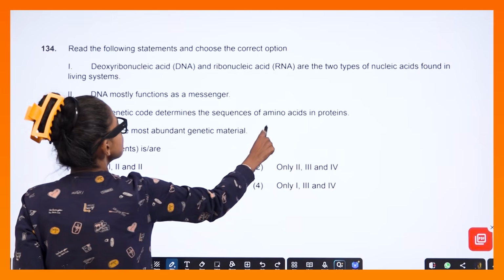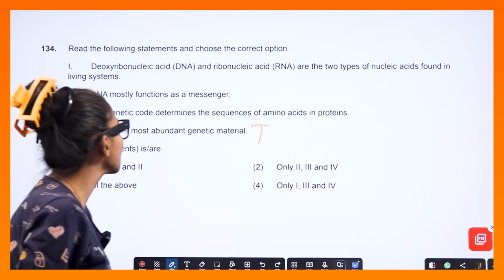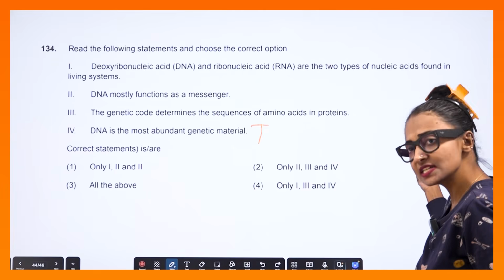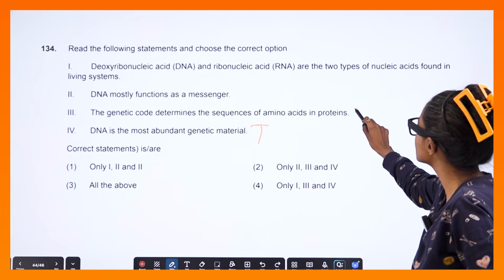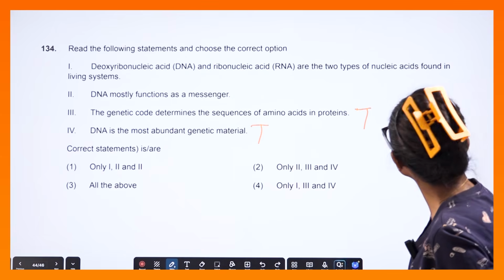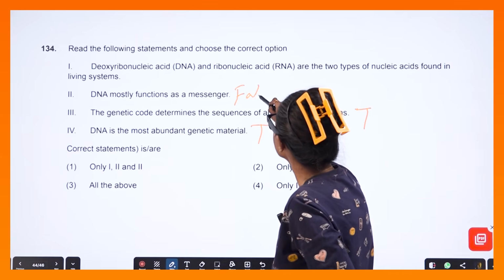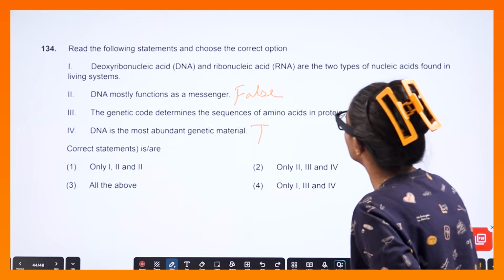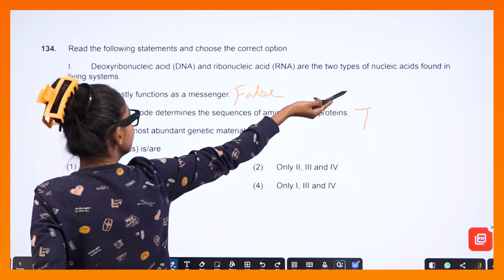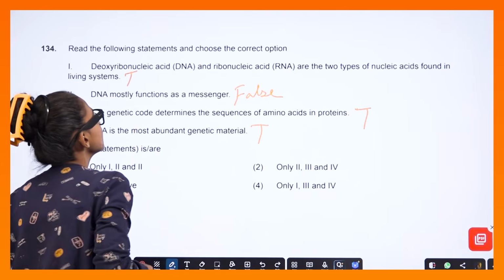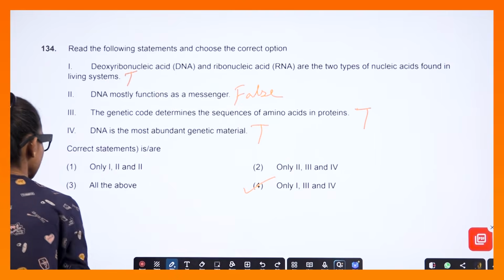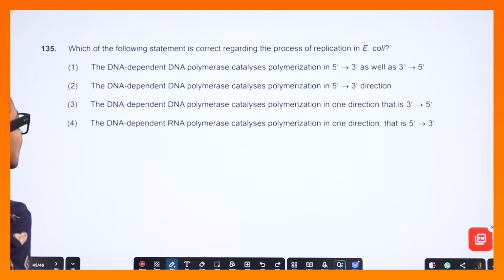We can just do the statement based question for a while. DNA is the most abundant genetic material. True. The genetic code determines the sequence of amino acids. True. AUG is methionine. True. So that means this is true. DNA mostly functions as a messenger. False. That's RNA. That's why it's called messenger RNA. DNA and RNA are the two types of nucleic acids found in living systems. True. So 1, 3, 4. Okay. Let's move on.